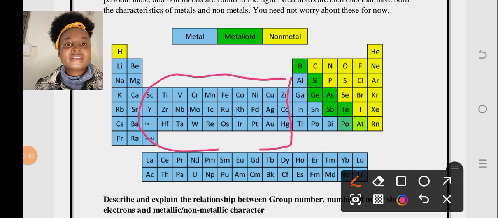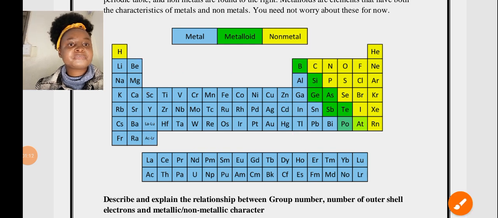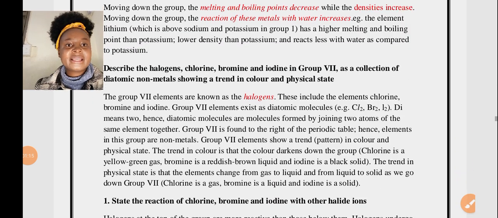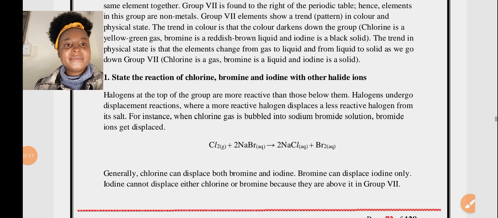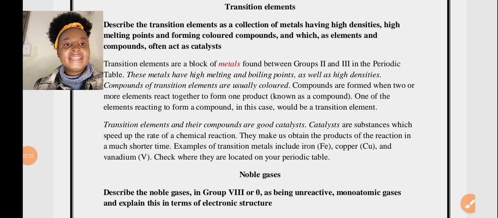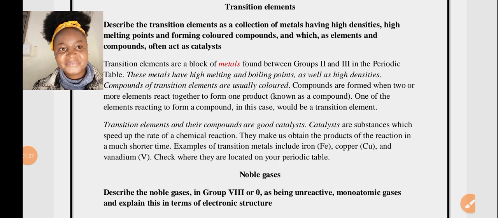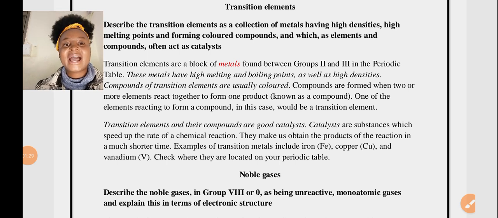Remember, this is where we have our group 1, group 2, group 3 with boron, and then group 4 all the way to group 8 where we have helium, right? So that's where we have our transition elements. And we are saying these transition elements, they form colored compounds, right? And then we are saying that these metals, they have high melting points, high boiling points, as well as high densities, right? Compounds of transition elements are usually colored, right?